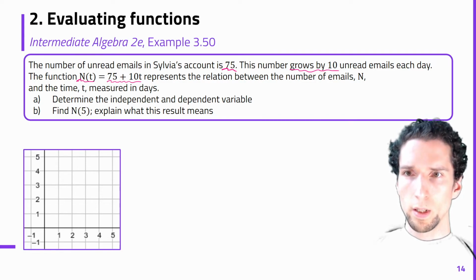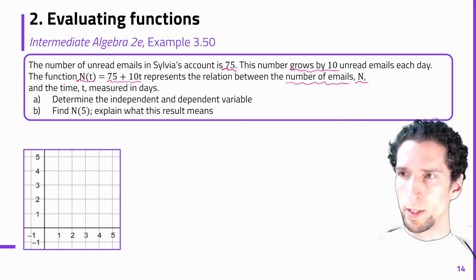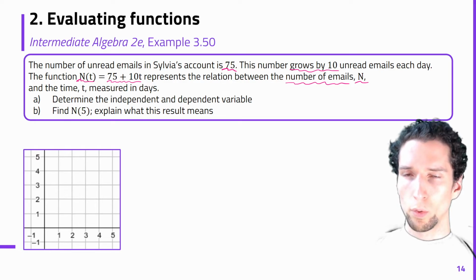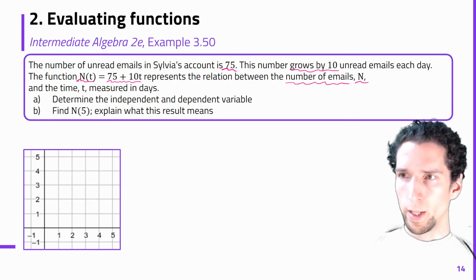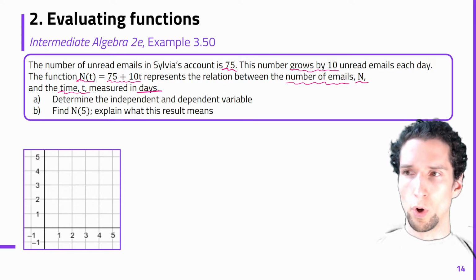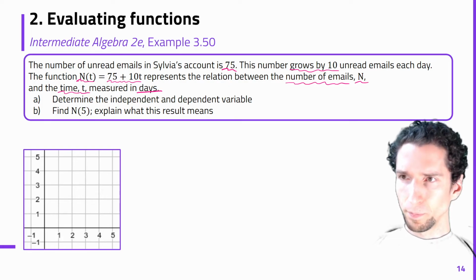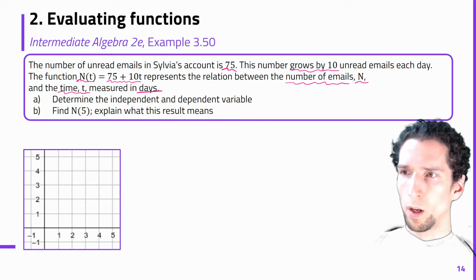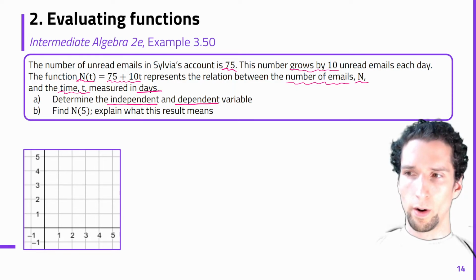Well, what are these things? n is the number of emails, unread emails, n, total number of unread emails, and then t is just measuring time, specifically in days. Very important to know our units here. So n and t. Okay, so first determine the independent and the dependent variable.